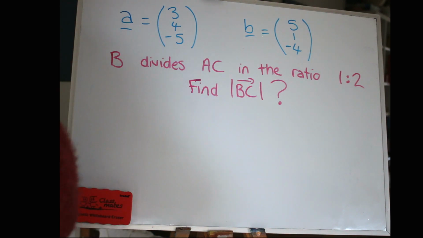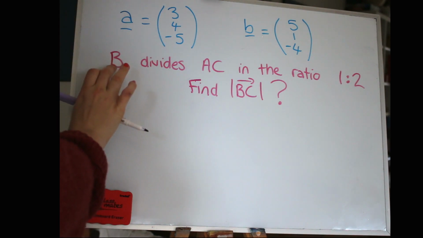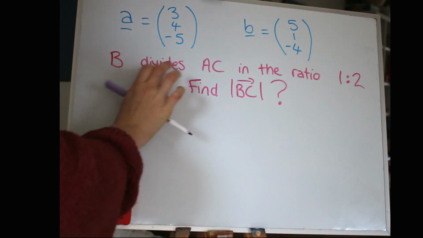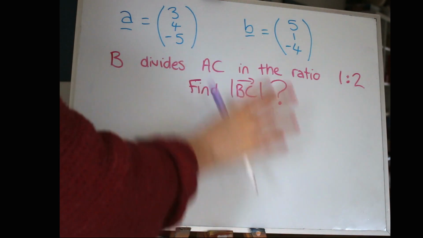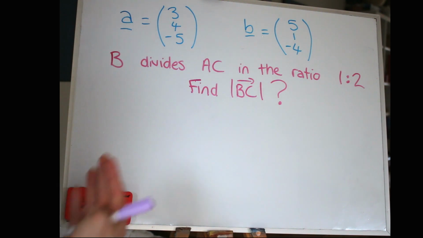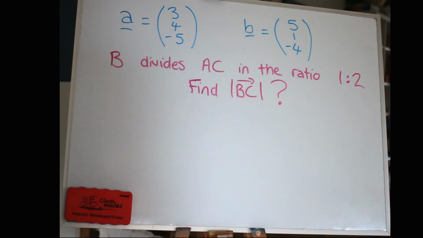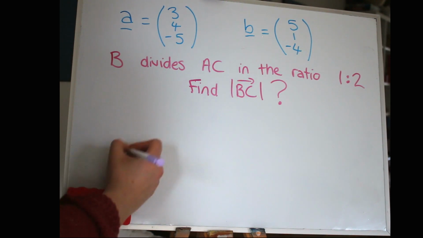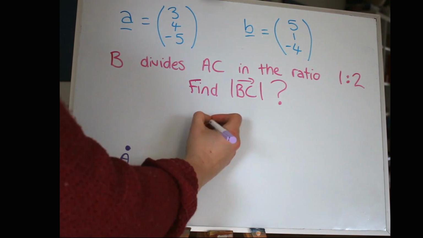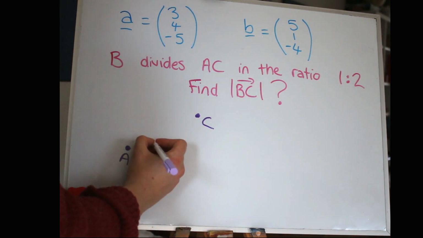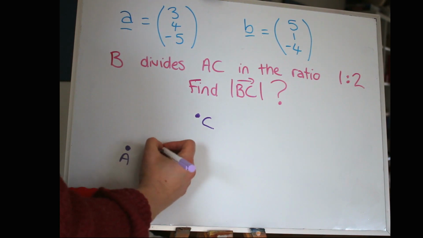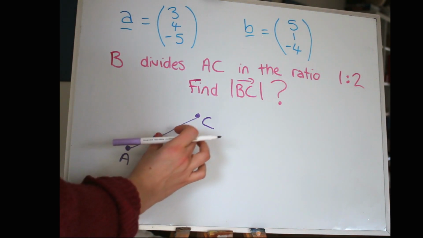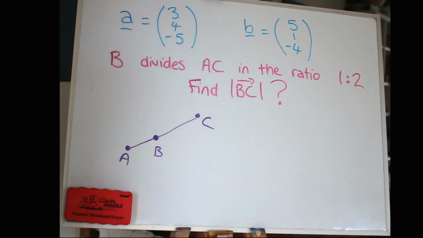So this time we've got a question that the coordinate B divides the line AC in the ratio 1 to 2. Find the magnitude of the vector B to C. So we'll start with a sketch. It's hard to sketch in 3 dimensions. You just put it anywhere really, it doesn't matter at all, don't worry about it. Let's put A here and let's put C here. B divides AC in the ratio 1 to 2, so maybe something like that. So that fits twice into that bit there.